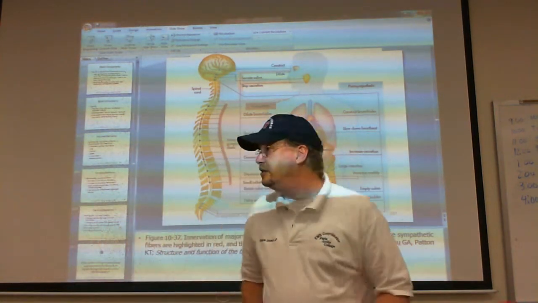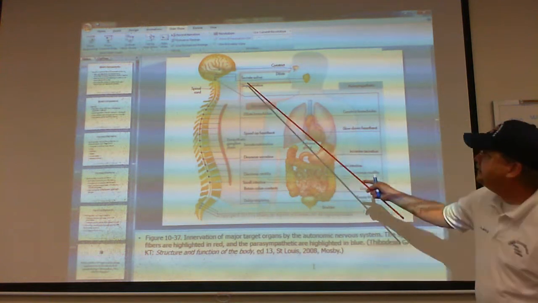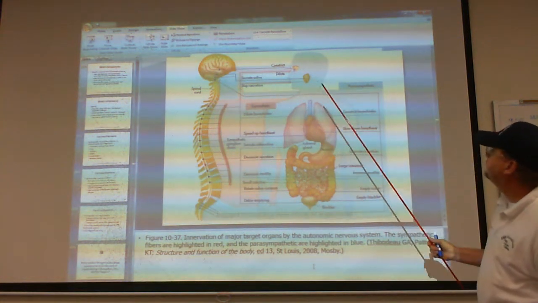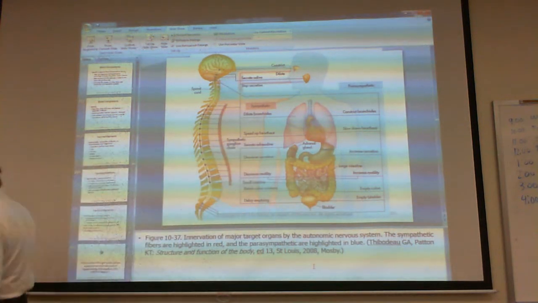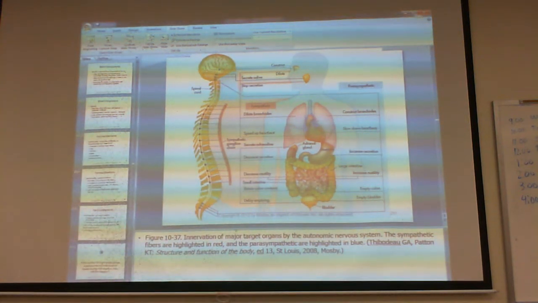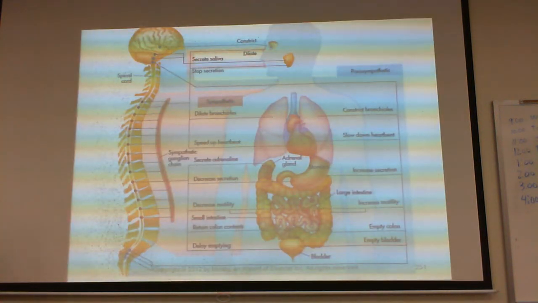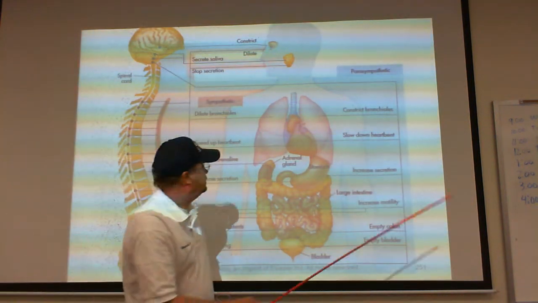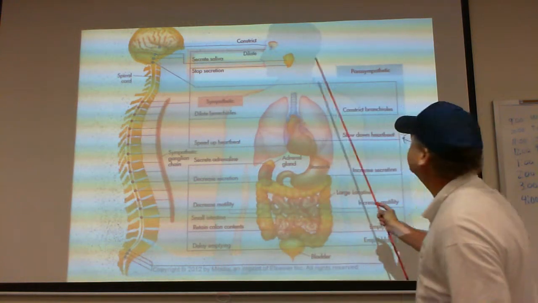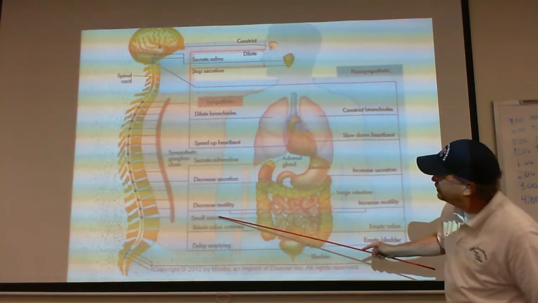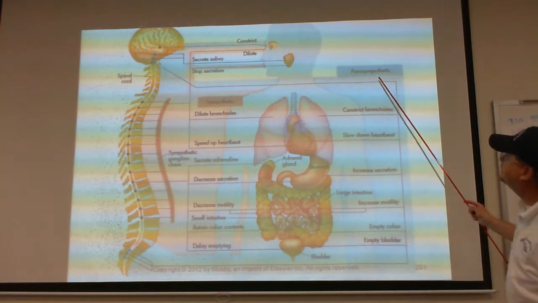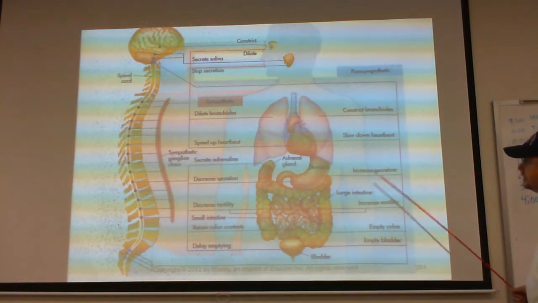All right, so let's look at a breakdown of the sympathetic nervous system and parasympathetic nervous system. What's represented on this is the sympathetics on this side and the parasympathetic on this side.